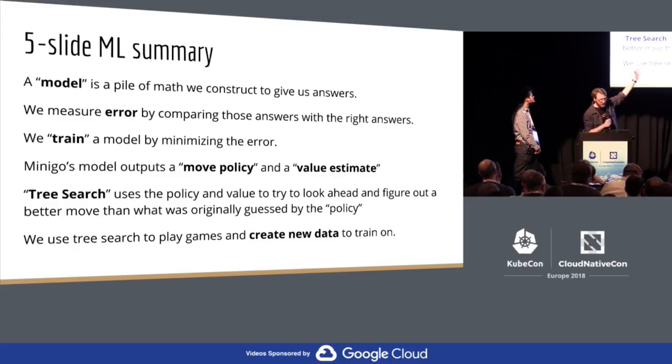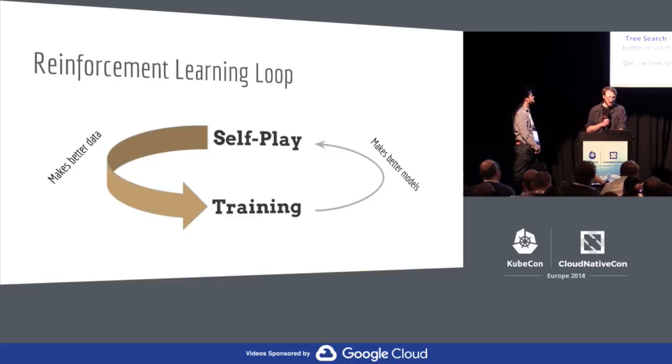But a model is a big pile of math we use to give us answers. We measure the error, comparing those answers with the answers that we know or think we know. We train the model to minimize that error. MiniGo's model outputs this policy and value. We use those in tree search to play games, and then we use those games to become better, in theory, if everything's working right. And so that is what we call a reinforcement learning loop, where self-play produces the new data that we use, and then training produces the next model that we use. And if that happens, then you have this very virtuous reinforcing cycle.